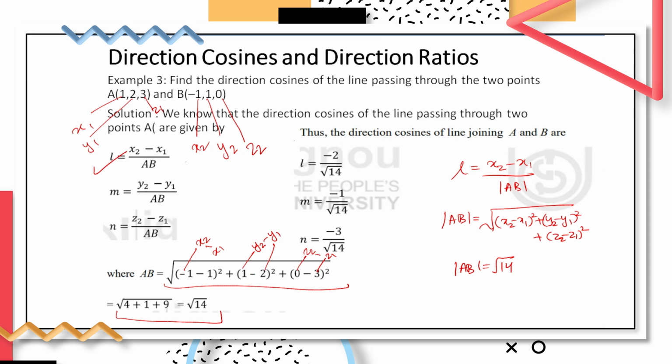Now, substituting the values in these equations, you will get x2 minus x1, that is minus 1 minus 1, upon square root of 14, that is equal to minus 2 upon square root of 14. Similarly, m is equal to minus 1 upon square root of 14, and similarly n is equal to minus 3 upon square root of 14. So, we found the direction cosines of a line passing through 2 points A and B.